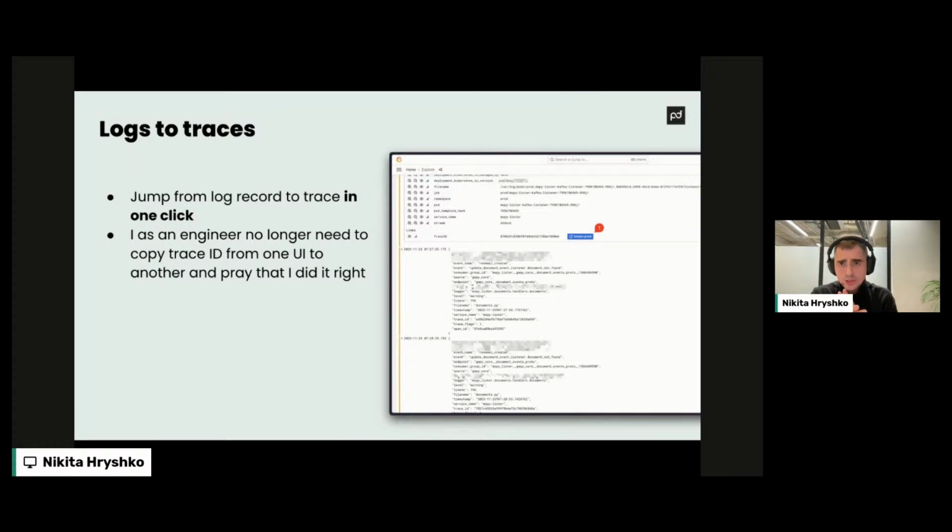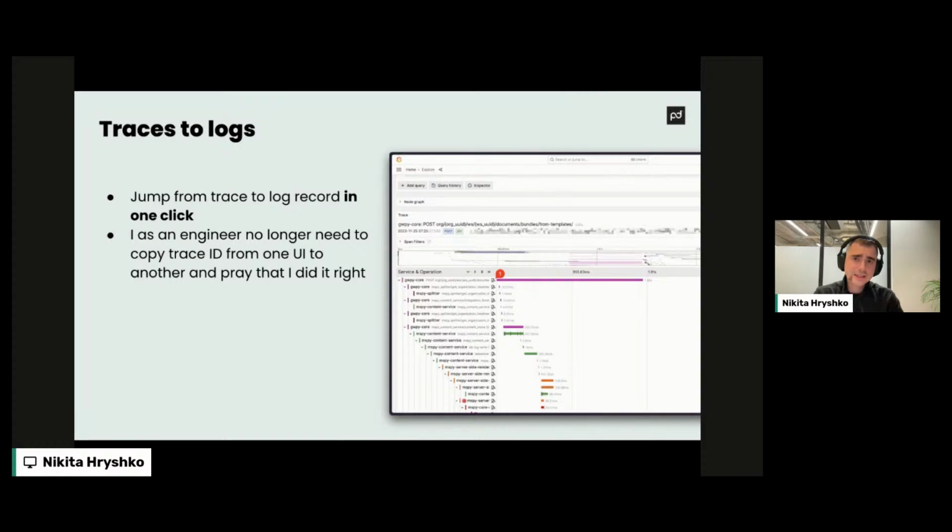Next, we introduced a seamless integration between logs and traces. And now I, as an engineer, can just in one click jump from my logs to my traces. And I no longer need to copy trace ID from one user interface to another and pray that I did it all right and in the right place. The same thing we did with integration from traces to logs. And again, I, as an engineer, can jump just in one click. No copy-paste approach.